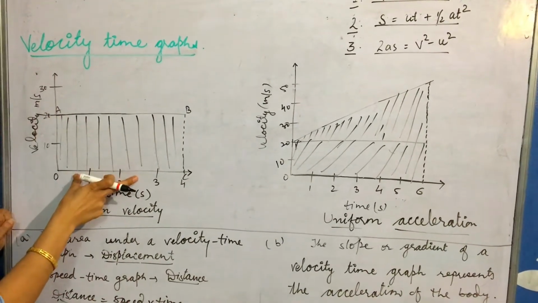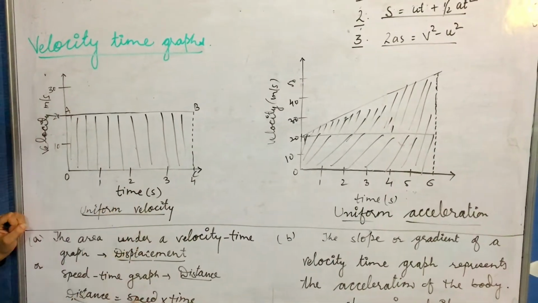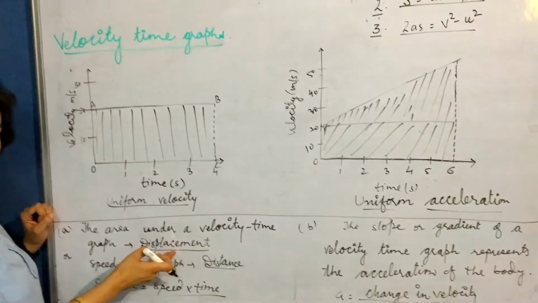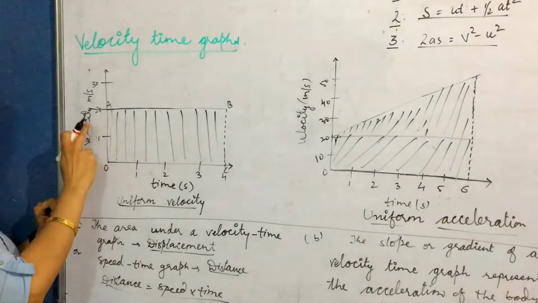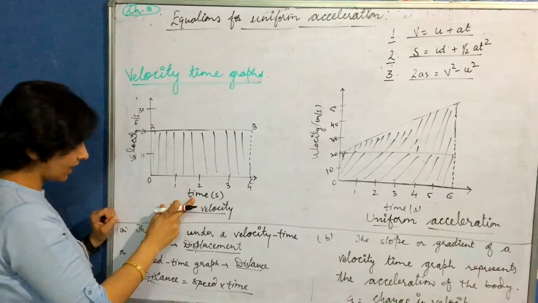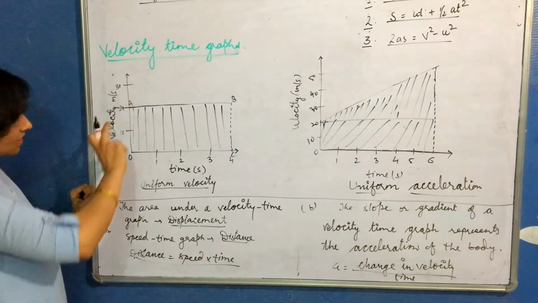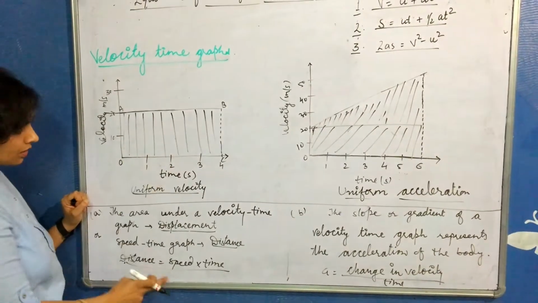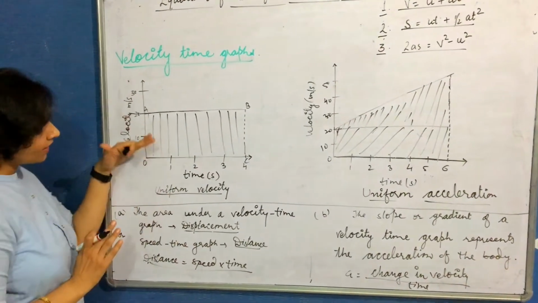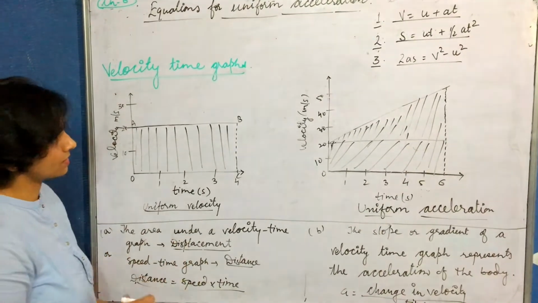Area of a rectangle is what? Breadth into length. Breadth is what? Velocity, and length is what? Time. So velocity into time is what? Displacement. And if we take speed instead of velocity, then the area under the speed time graph is what? Distance, because distance is speed into time. So the area under a velocity time graph or speed time graph is distance.